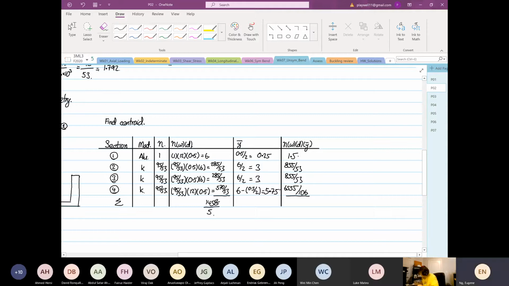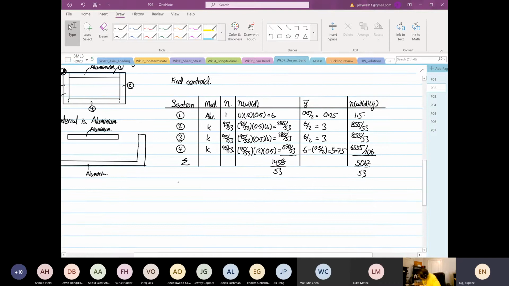over 53. And then it's 1.5 plus 855 over 53 plus 855 over 53 plus 6555 over 106 is equal to 5067 over 53. Okay, I will check again. So the first term 1458 over 53 is correct. And 5067 over 53. So finally, you get your y bar.